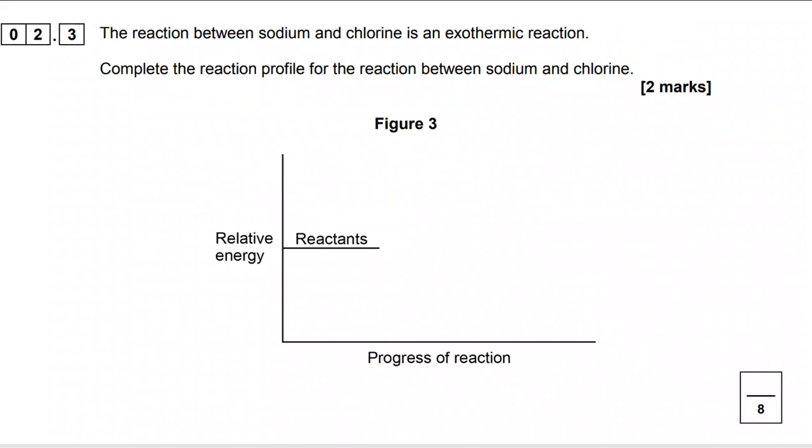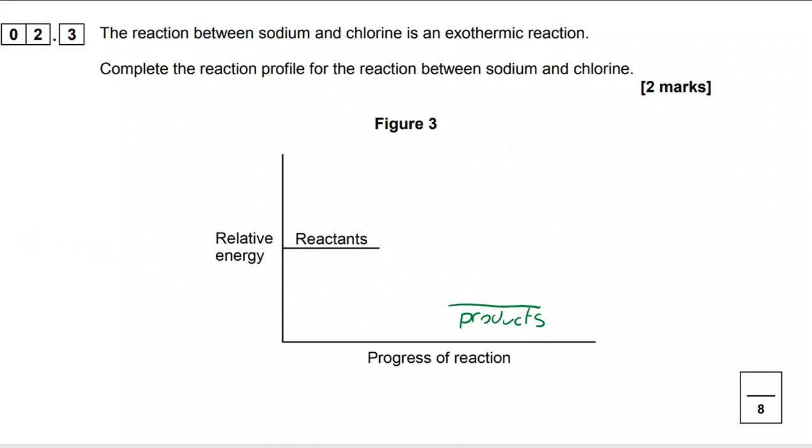And finally, 2.3, we've got the reaction between sodium and chlorine in an exothermic reaction. Complete the reaction profile for the reaction between them. So, sodium and chlorine is exothermic. That means that the products have got to have less energy than the reactants, because that energy has been released to the surroundings. That gets you the first mark.